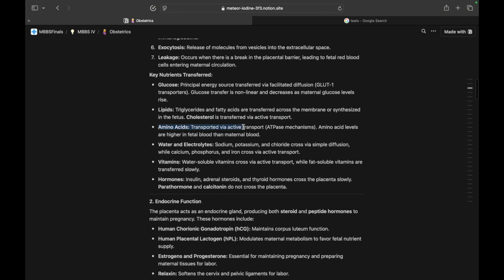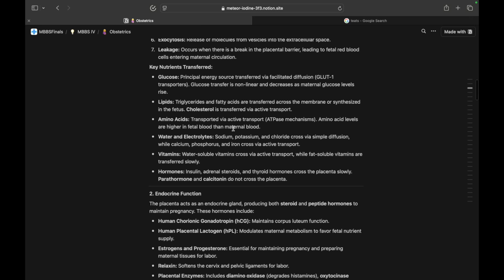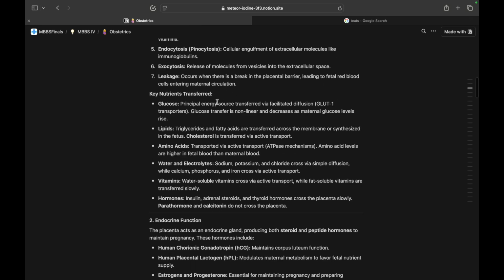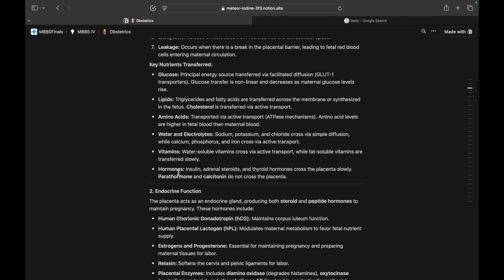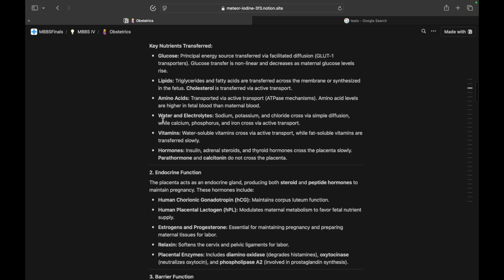Next, coming to amino acids. So, these are transferred via active transport. So, ATP is being used. Amino acid levels are higher in the fetal blood than maternal blood. Similar is the case with the excretory compounds that I mentioned, so uric acid, similar thing being followed. So, volume is less. So, automatically whenever something increases in number, its concentration drastically increases because of how small the fetus is compared to the mother.